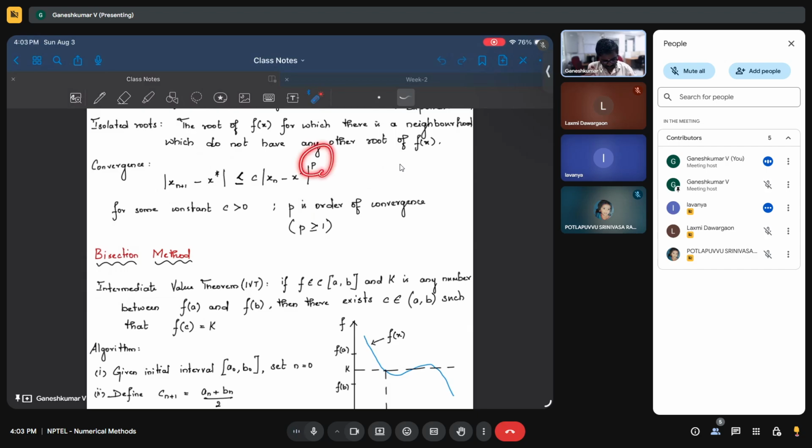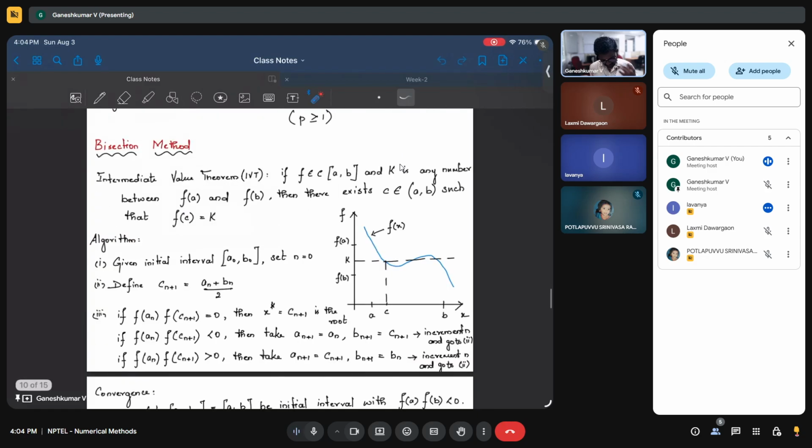Please note that it is in the power, right? So this p is the order of convergence. We can evaluate each and every method which we use to solve nonlinear equations based on this order of convergence, whether the method is converging faster or slower.